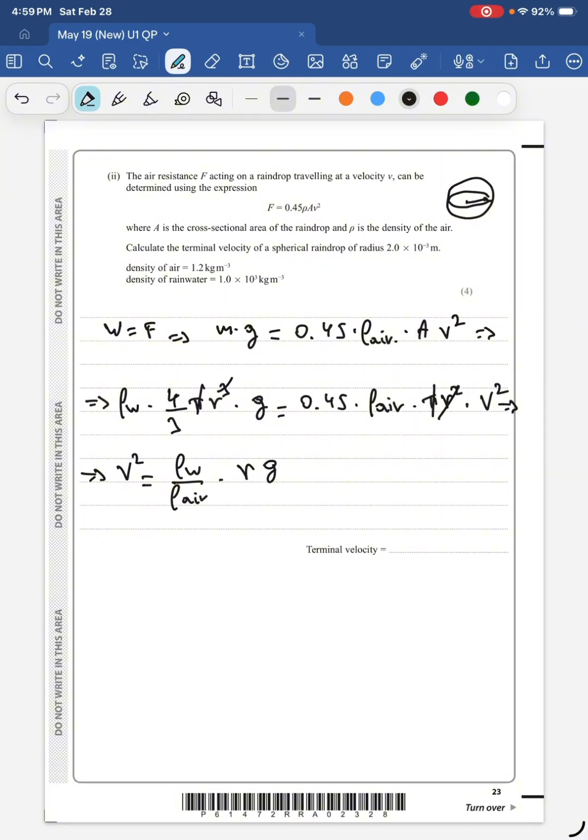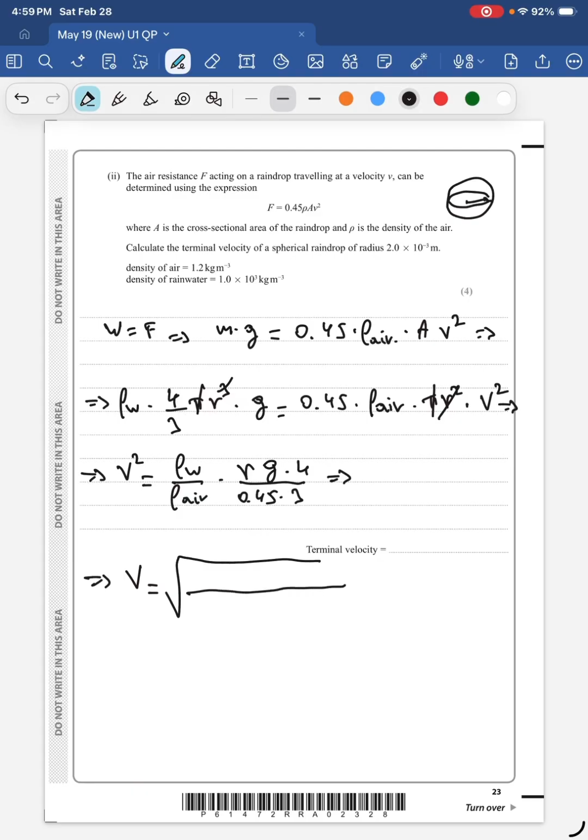Okay, let me think. So V squared is rho water over rho air, and then rho times g times 4, right? I forgot the 4. Okay, over 0.45 times 3. Okay, and now we can do the square root. So V is the square root. Actually, I can plug in numbers now, it's safe.